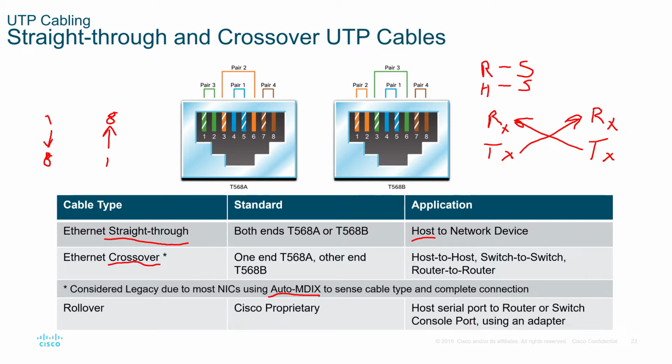We normally connect from the serial port of a computer. If your computer does not have a serial port, we usually use a USB to serial adapter. We then plug the rollover cable into the serial adapter, and the other end will have a RJ45 that plugs into the console port of the device.